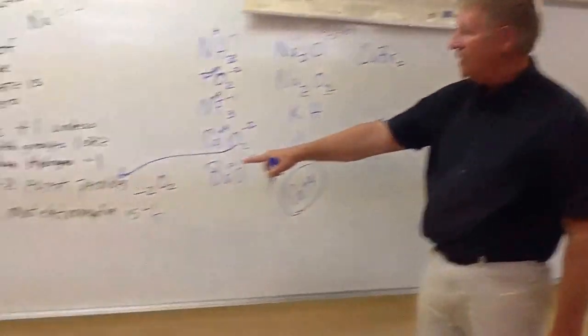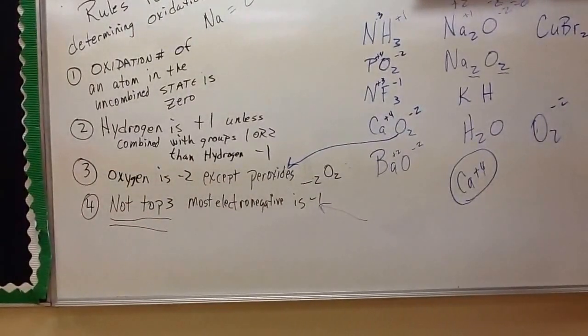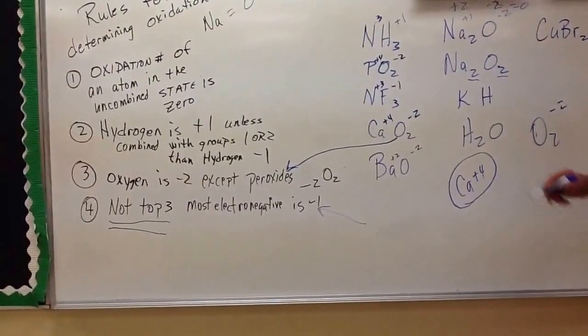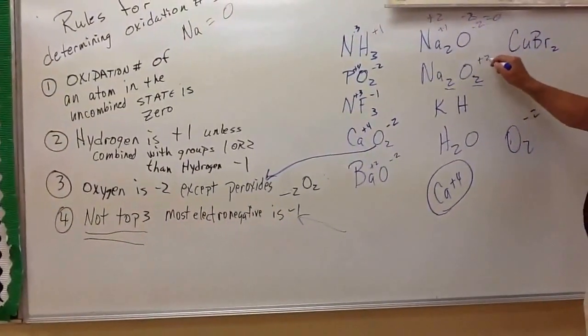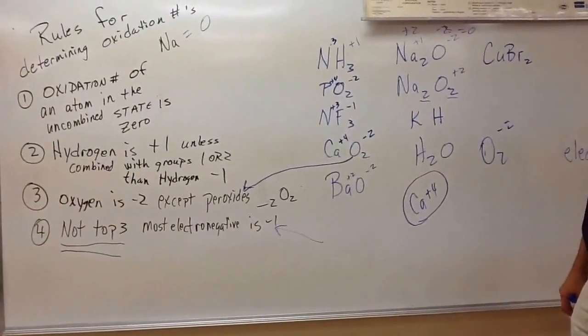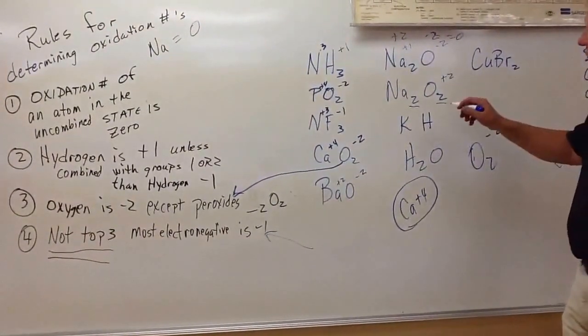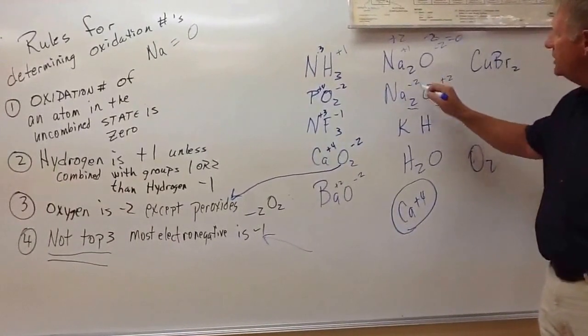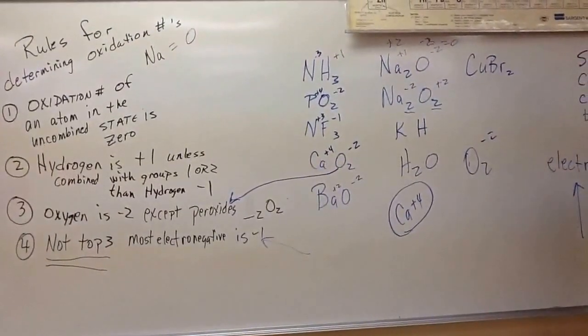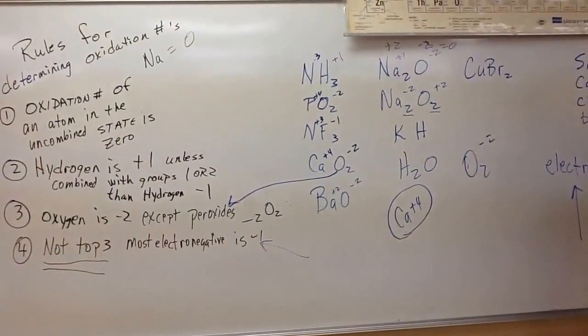So what's the rule for a peroxide? Now in a peroxide, it's +2. Oh, that's kind of interesting. Oxygen is -2, except in peroxides where it's a +2, so that's going to make this a -2. Isn't that interesting?